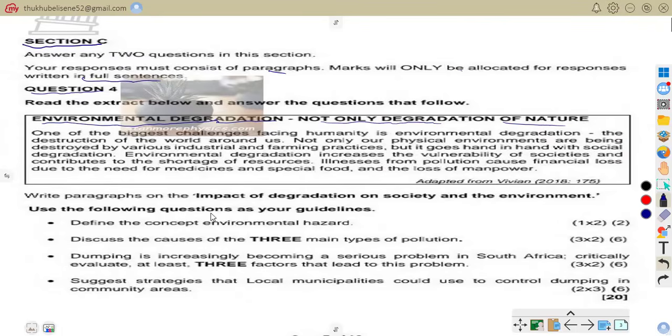Now the question says write paragraphs on the impact of degradation on society and the environment. It says use the following questions as your guidelines. So we are going to use these questions as our guidelines. The first one says define the concept environmental hazard.